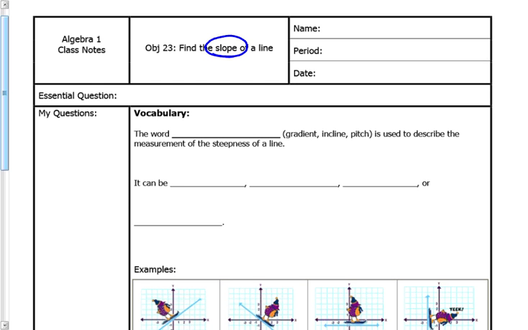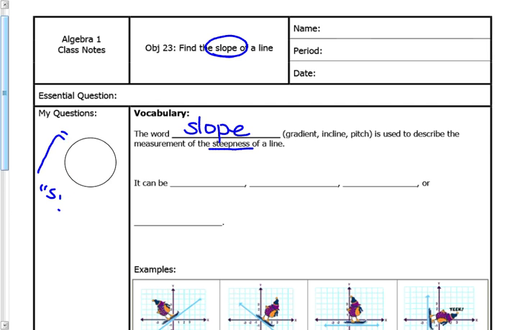So the word slope actually means the gradient, incline, or pitch, and is used to describe the measurement of the steepness of a line. So how steep is the line? Typically, we talk about slope when you're skiing. If you have a mountain, typically you would ski down the mountain. You might have heard of the word ski slope because it's going in a specific direction.